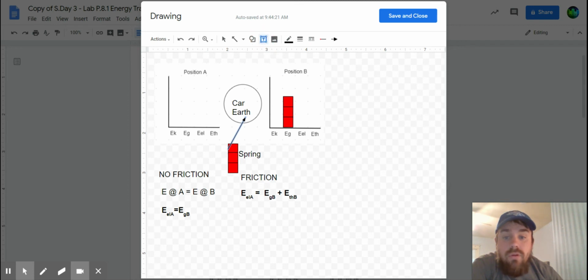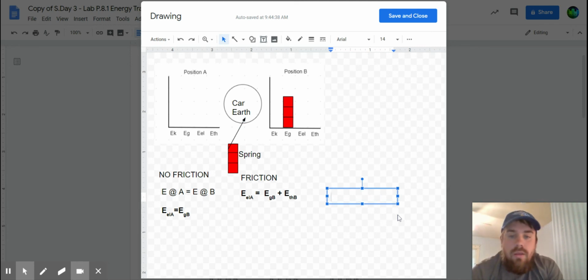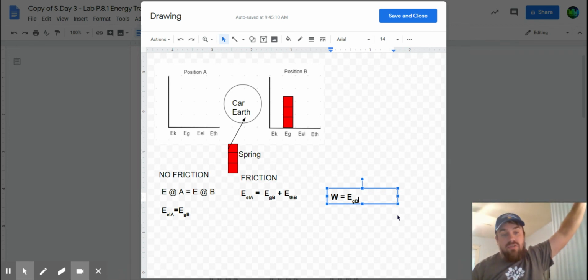So now the question becomes, how do I write that equation? Well, the way that I write that equation is the energy at position A. Well, wait a minute. There is no energy at position A. What could I call that? Well, any energy that's entering the system is something that we call work. And the way that we represent that is with a capital W. And so we're going to say work, or the energy entering the system, is equal to the EGB. So in other words, the work entering the system equals the gravitational energy at the top.